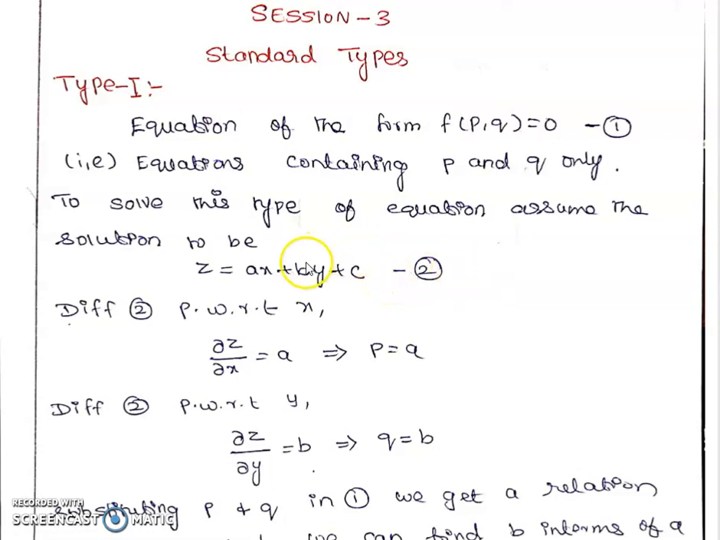Differentiate this equation partially with respect to x. So we get dou z by dou x is equal to a. Similarly, we can write p is equal to a. Then differentiate partially with respect to y. So dou z by dou y is equal to b, which implies q is equal to b. Substituting p and q in equation number 1, that is, instead of p and q substitute the values a and b.